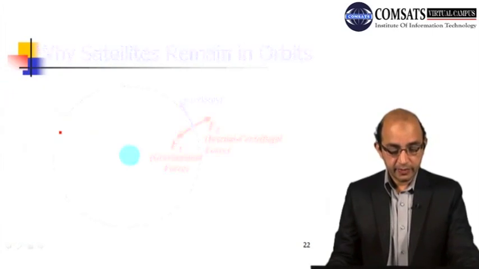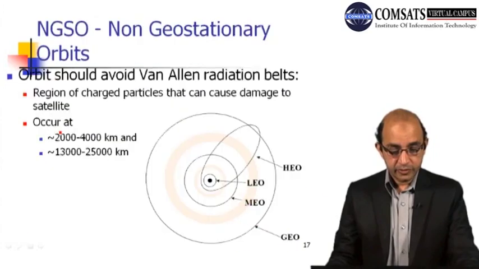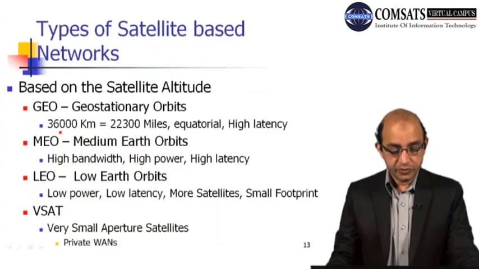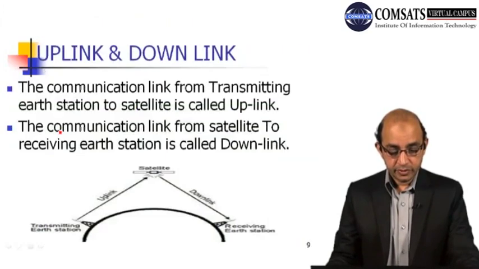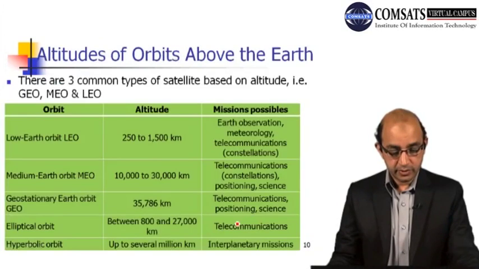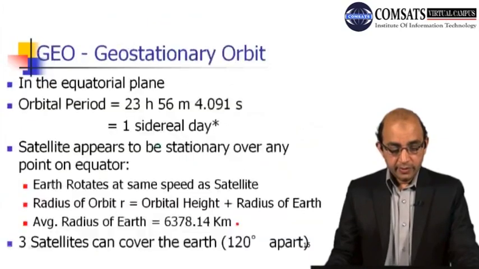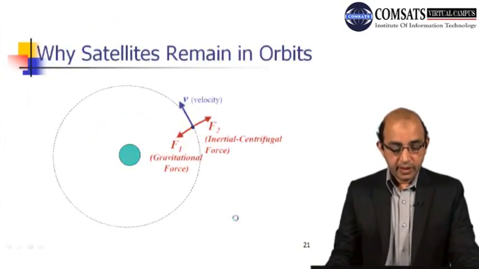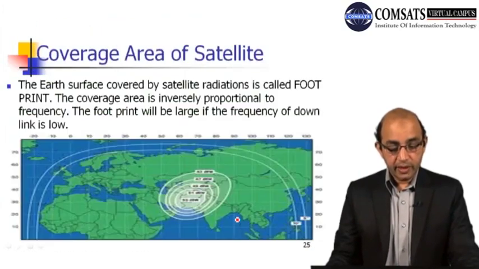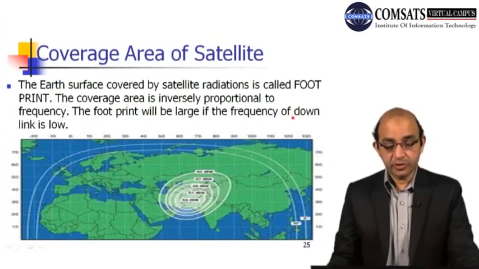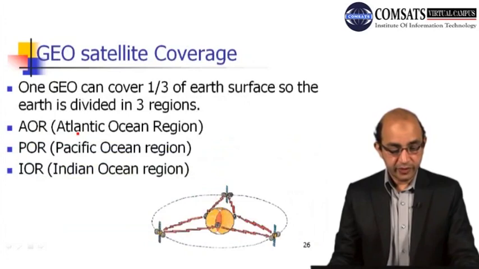So if I go back and try to show you the uplink and the downlink. Okay, so I will show you again. The coverage area is inversely proportional to frequency. The footprint will be large if the frequency of downlink is low. Okay, so you can have the relationship.